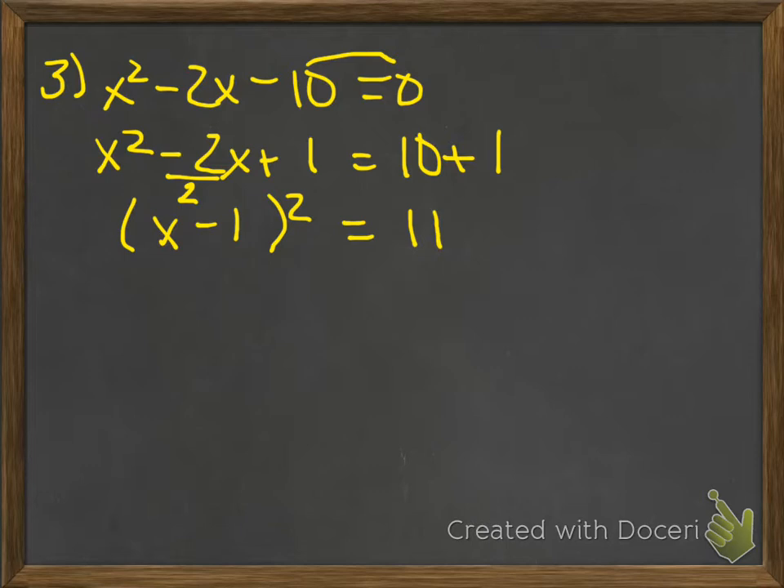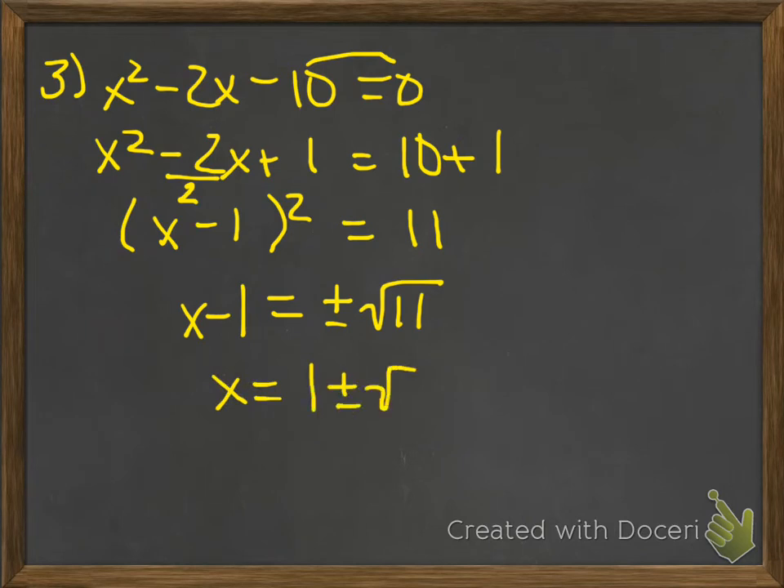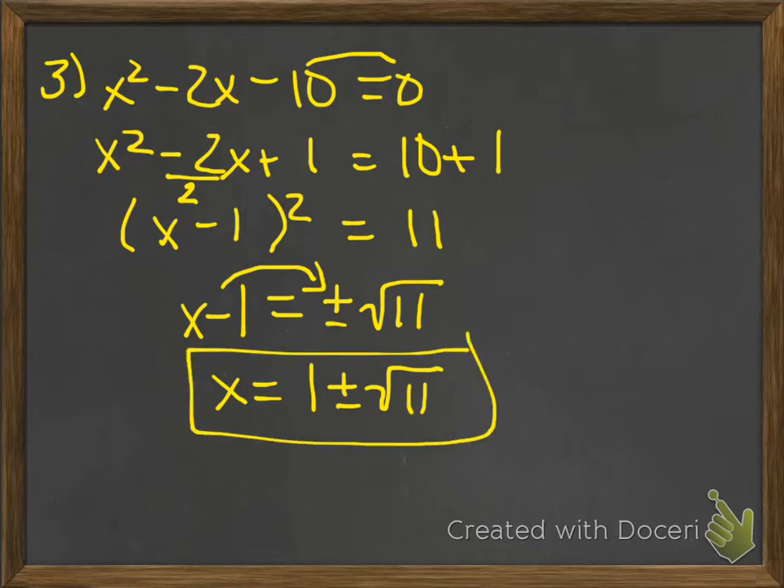Again, take the square root, and I'm left with x minus 1 is equal to plus and minus the square root of 11, which there is no way to simplify. So x is equal to 1 plus and minus the square root of 11, because the minus 1 needs to move to the other side. And you're done. Hopefully you're seeing the pattern. They don't get much harder or much different.